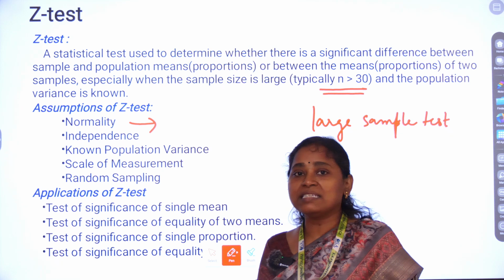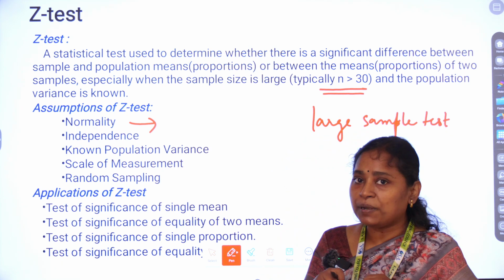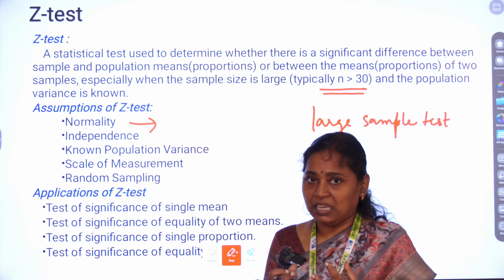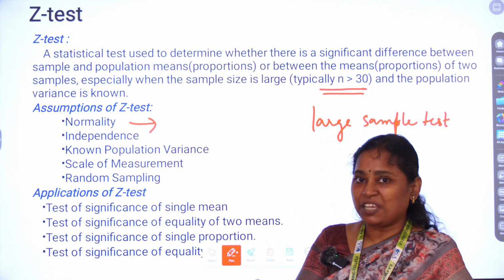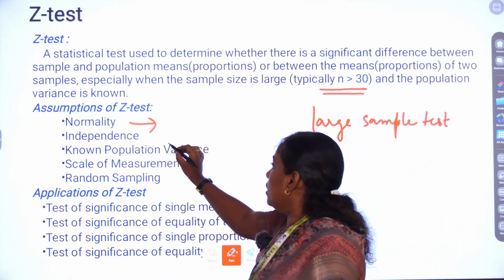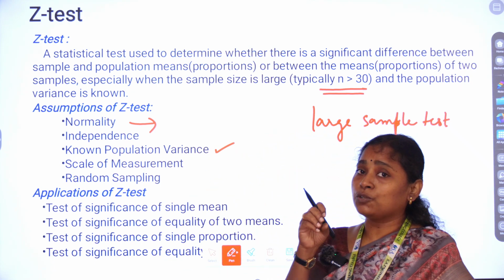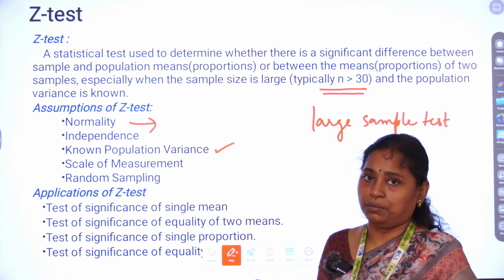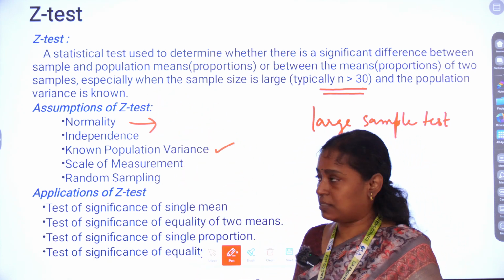The second assumption is independence. The samples drawn from the population should be independent of each other, which means the selection of one observation should not influence the other observation. Next is known population variance. To apply Z test, definitely the population variance must be known. If it is not known, then you have to increase your sample size, right?